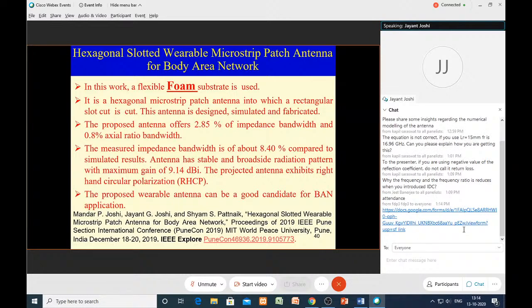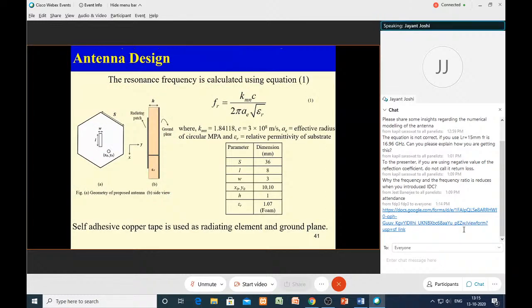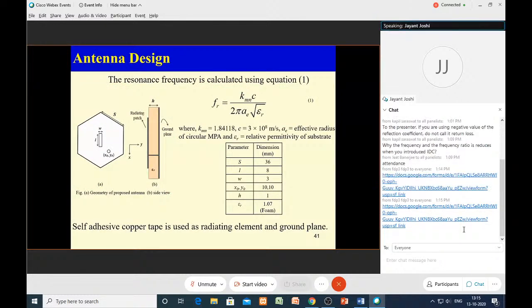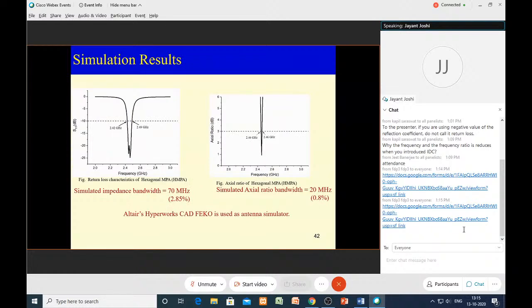So here a foam substrate is used. That foam is a high density foam. You can go for another material also. So this is the geometry. If you see, it is a hexagonal geometry, designed using some mathematical equations. On the other side, there is a radiating patch and a ground plane. The antenna is fed, and here self-adhesive copper tape is used for the radiating element as well as the ground plane. Now if you see the result, the antenna is useful for 2.45 gigahertz.